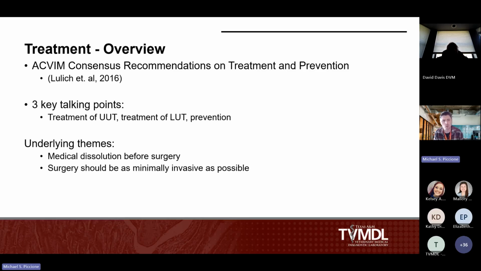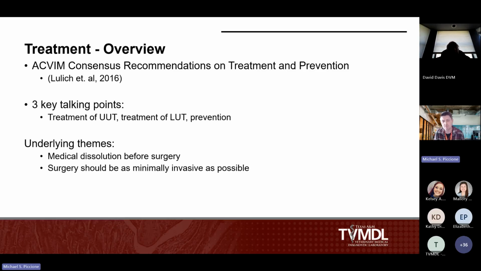This consensus statement also goes into a little bit more about talking points, not only for treatment of upper urinary tract uroliths, but also lower urinary tract uroliths. And that's very important because treatment for them will be naturally very different. Another thing that I really appreciate this publication for is the prevention aspect. It really goes into a lot of detail of how we can prevent these long term.